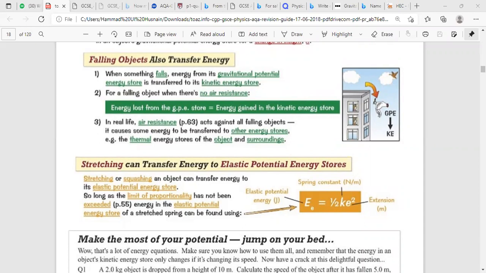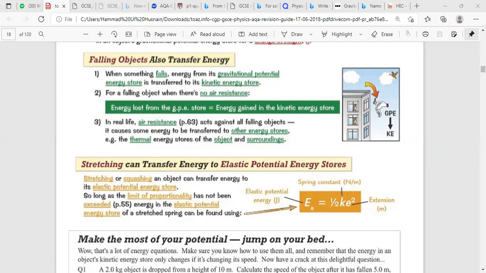When we press them, when we put force on them to compress or stretch, we are doing work on them. And whenever we are doing work on a body, it means that work is stored in some form of energy, and that type of energy is called elastic potential energy. I hope you are clear with that.